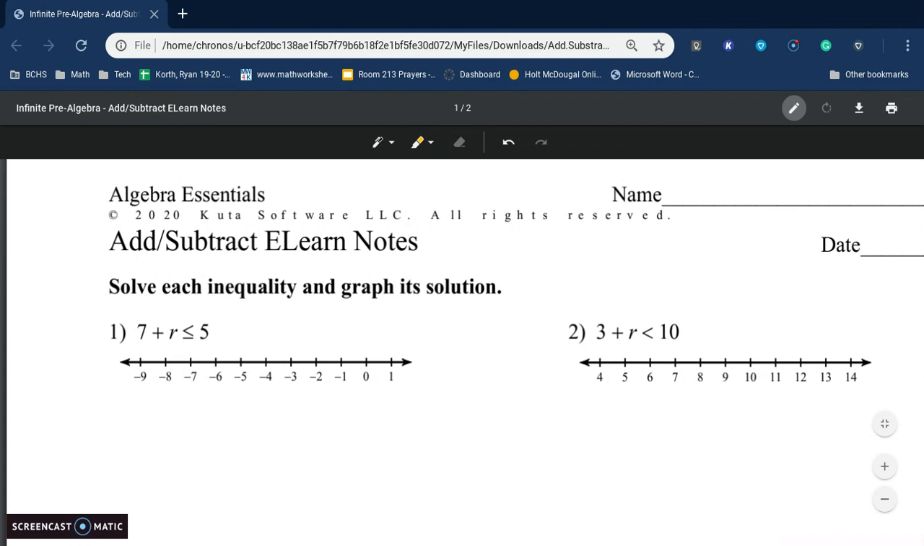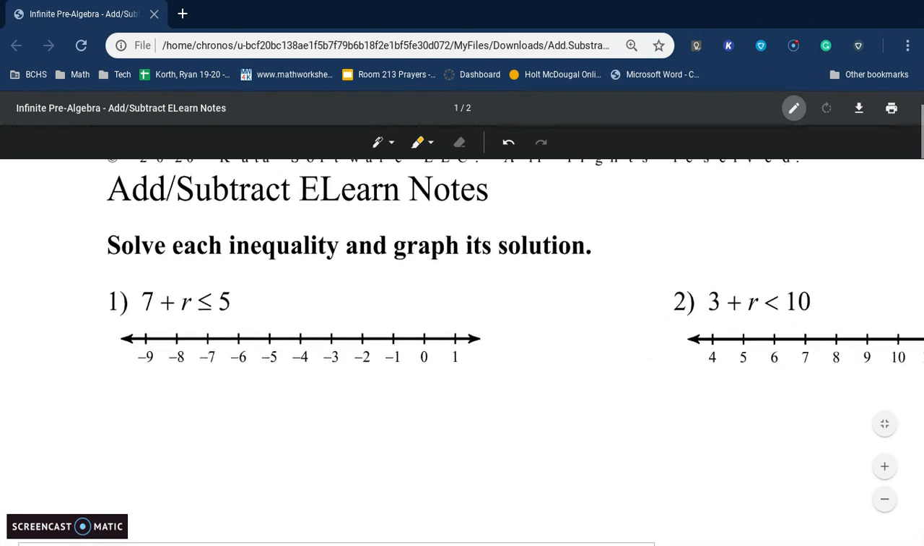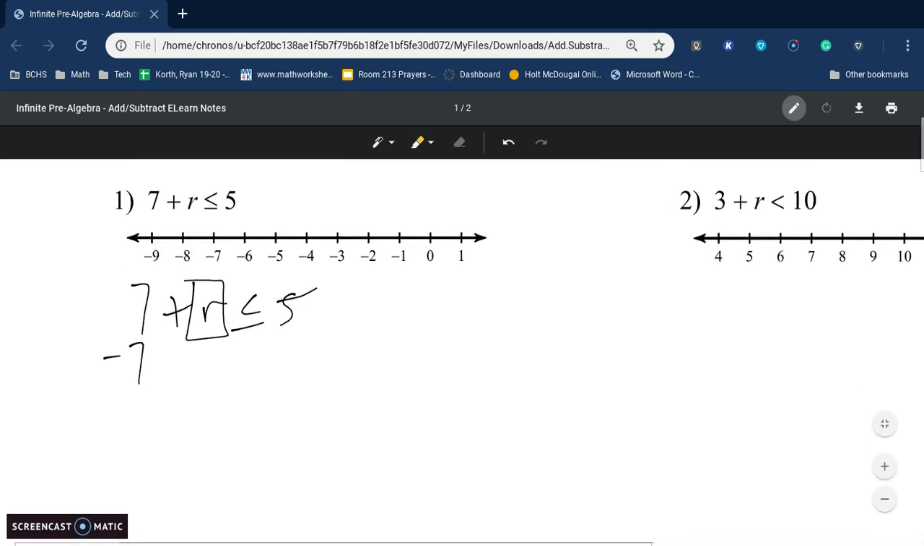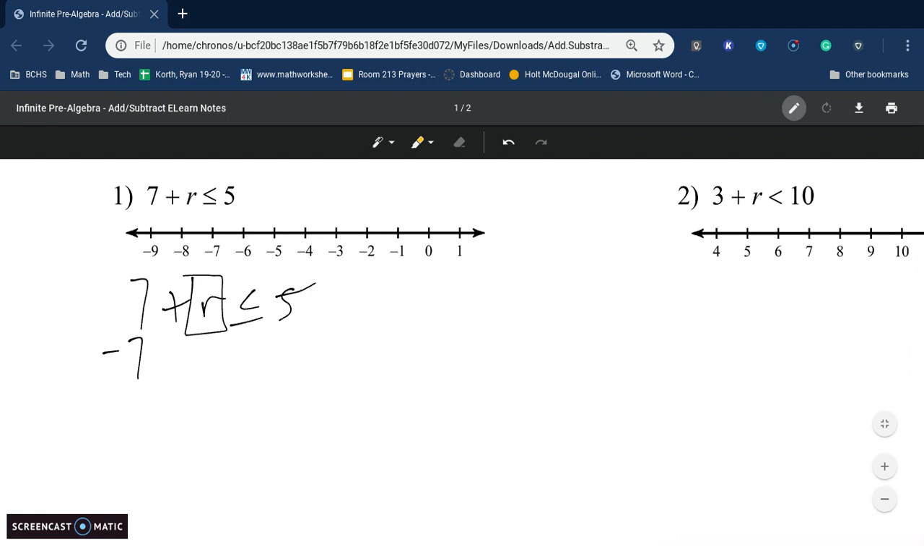I've put the variable strictly on the left side today and tomorrow, and then on Friday we're going to look at variables on the right side. All right, so we've got 7 plus r less than or equal to 5. We're going to undo addition with subtraction. We want to get r by itself. Well, how can I get r by itself? Well, I got to get rid of the 7. I can get rid of the 7 by subtracting 7 on both sides of the inequality. So r is now less than or equal to negative 2.